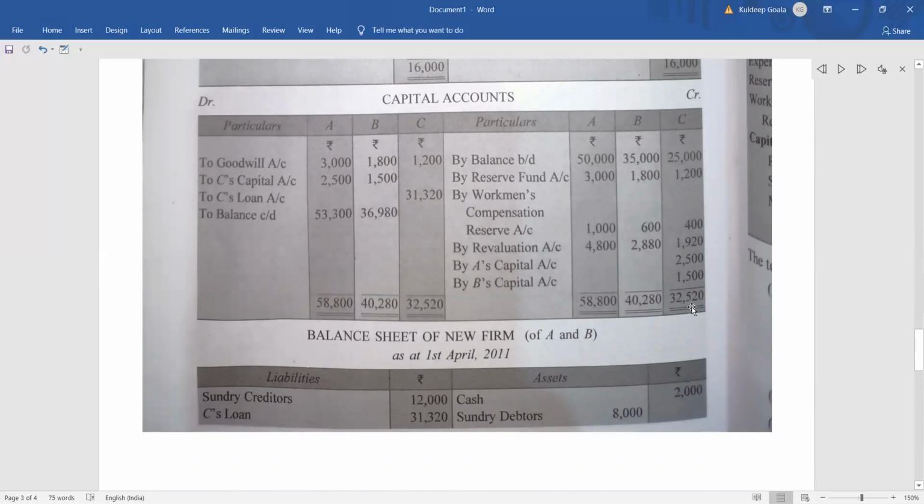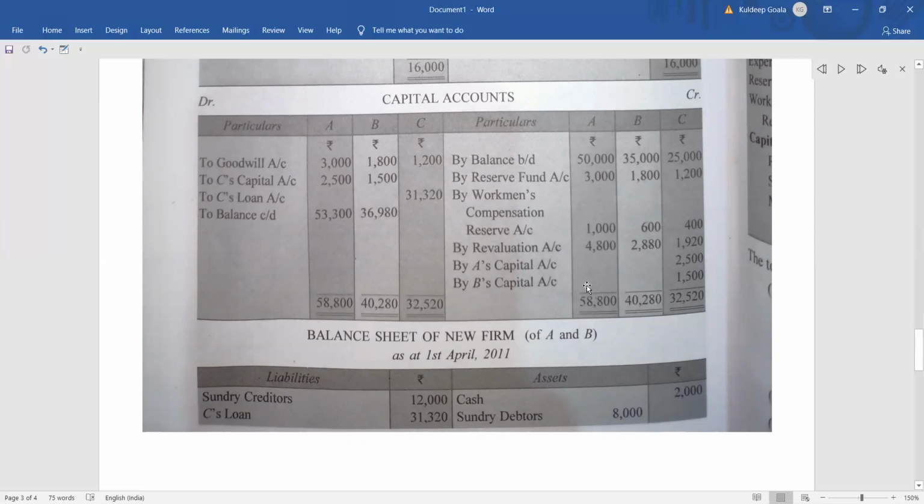After doing the balancing, we can see the credit side is 32,520. And from there, we have deducted the goodwill and it is coming to 31,320. We don't know how to make the payment, so we'll transfer it to C's loan account. This loan account will appear on the balance sheet liability side. Remember that, okay? So after that, what will you do? For the rest, we will do the balancing.